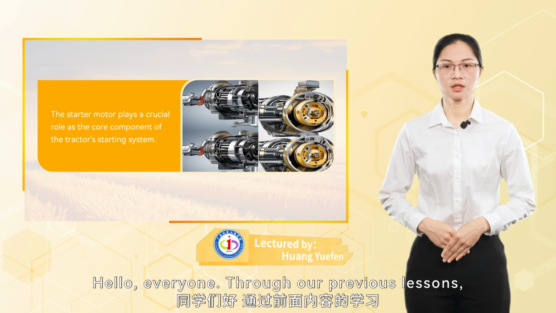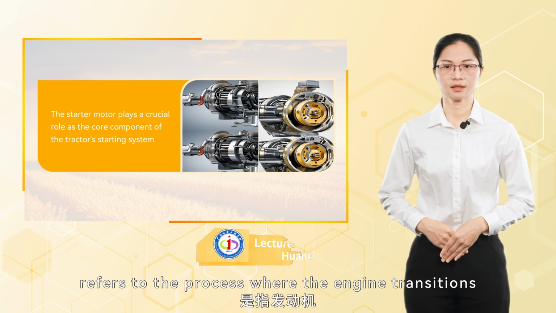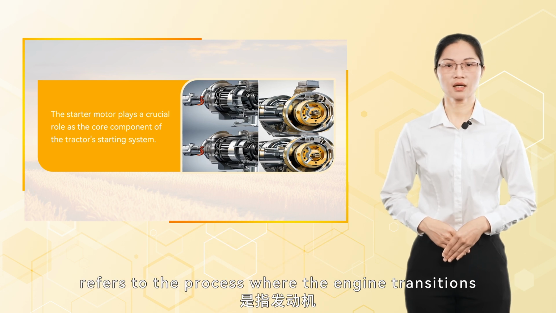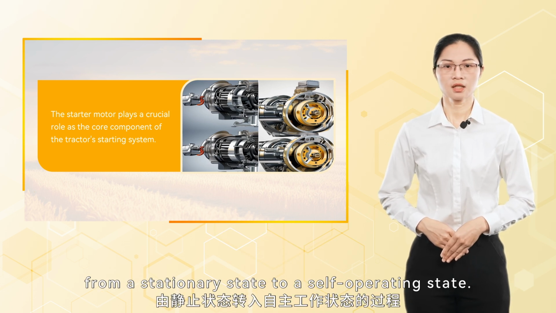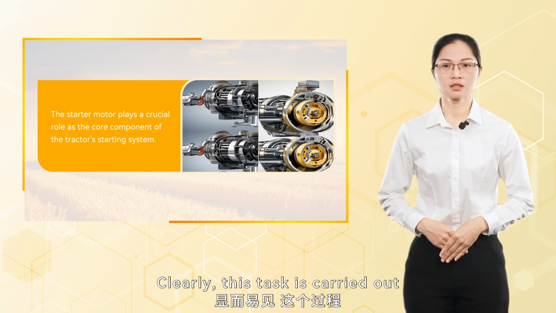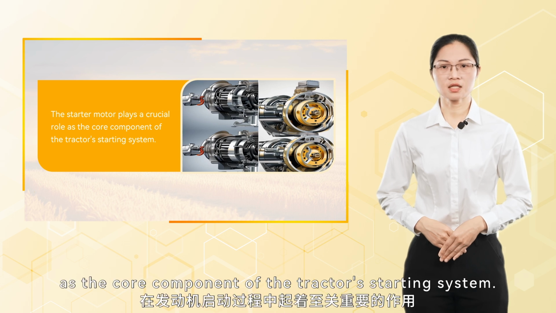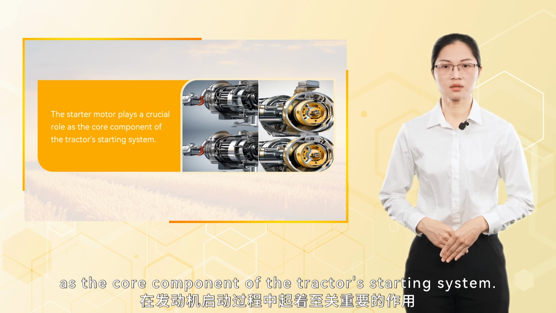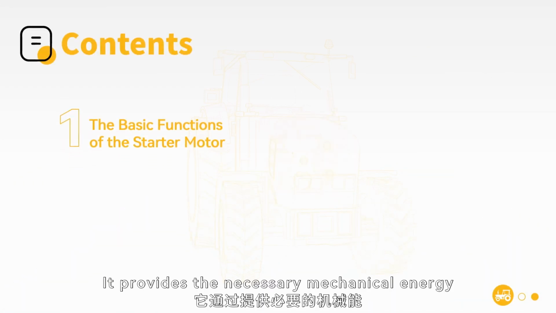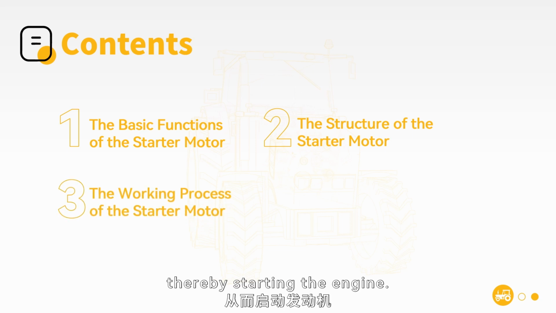Hello, everyone. Through our previous lessons, we have learned that starting a tractor refers to the process where the engine transitions from a stationary state to a self-operating state. But how does the engine accomplish this process? Clearly, this task is carried out by the starting system, with the starter motor playing a crucial role as the core component of the tractor's starting system. It provides the necessary mechanical energy to rotate the engine's crankshaft, thereby starting the engine.